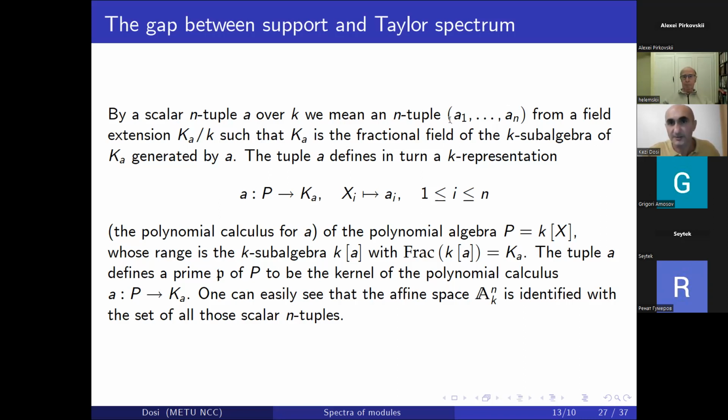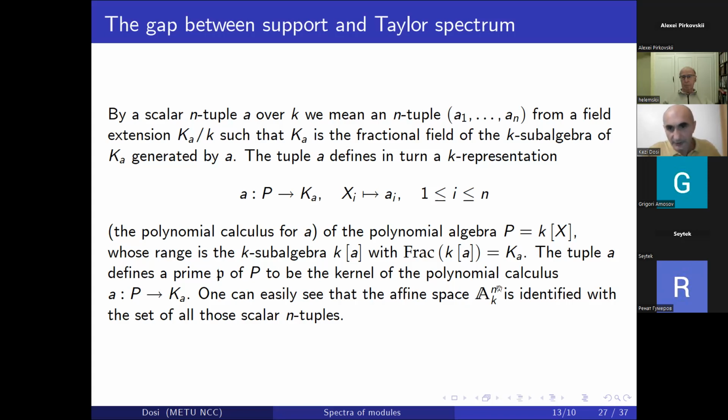You're taking the K subalgebra generated by this tuple, and looking at the fractional field. So you will end up with K of A, right? So what's the meaning of that? Tuple A defines the representation, right? A K representation of the polynomial algebra to K of A, sending the variables to my A of i. That's sort of the polynomial calculus of the polynomial algebra, whose range will be the K subalgebra, K of A. So that's my assumption: the fractional field of K of A should be capital K A. Okay, this tuple defines a prime, since there are no zero divisors inside K of A, so you can look at the kernel of this representation. The kernel of the representation will be exactly a prime ideal.